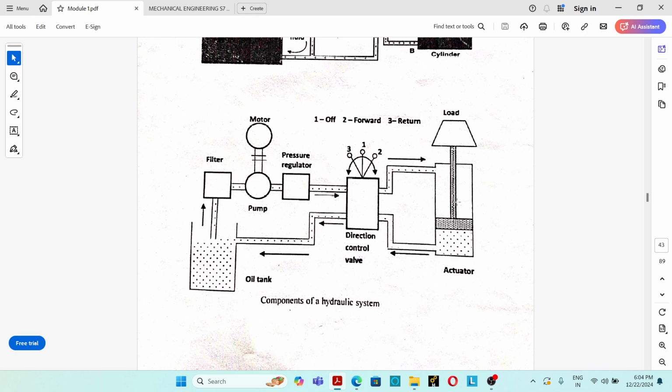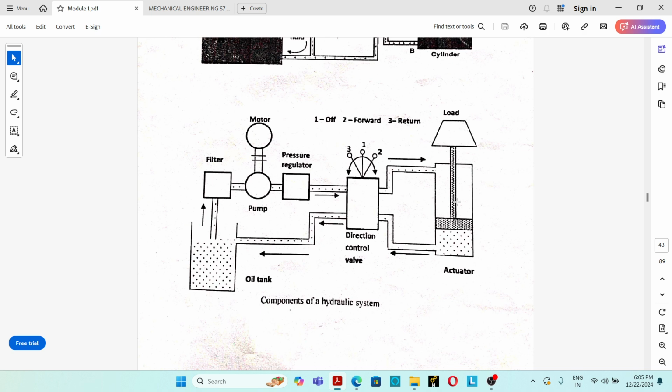Hydraulic actuators are of two types: linear actuators and rotary actuators. Rotary actuators are known as hydraulic motors. Linear actuators are hydraulic cylinders. A hydraulic cylinder produces force, resulting in linear motion, and hydraulic motors produce torque, resulting in rotary motion. So these are the components in a hydraulic system.